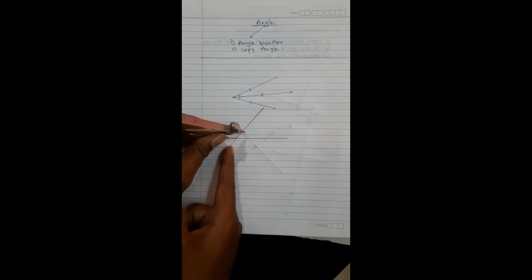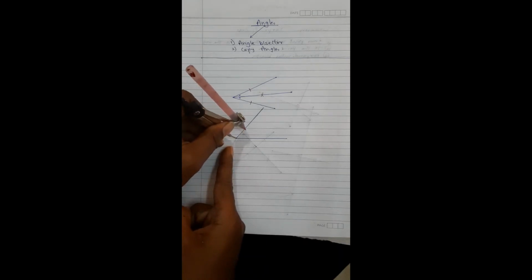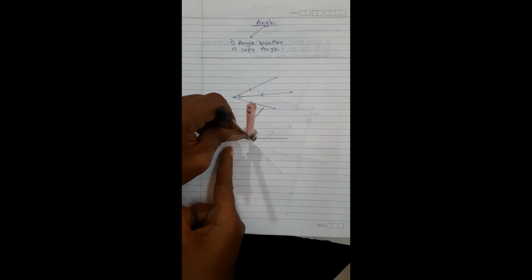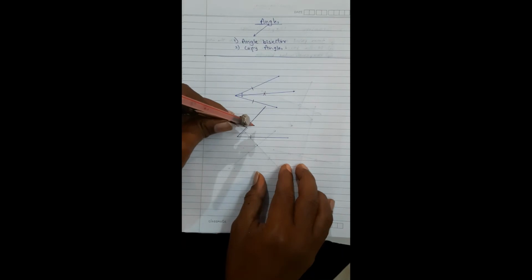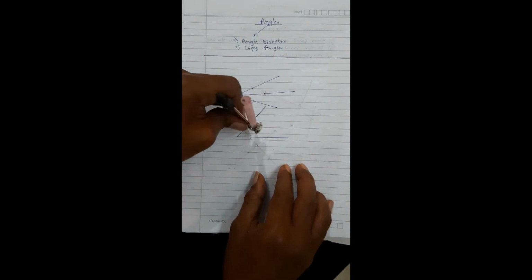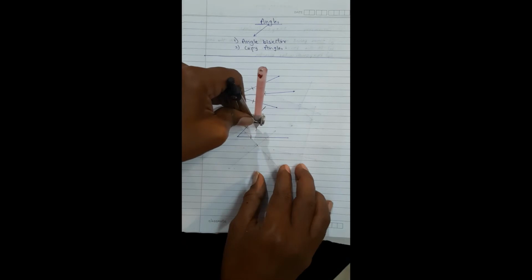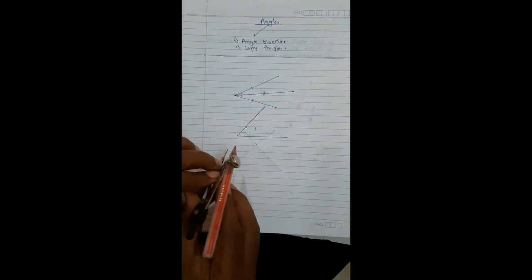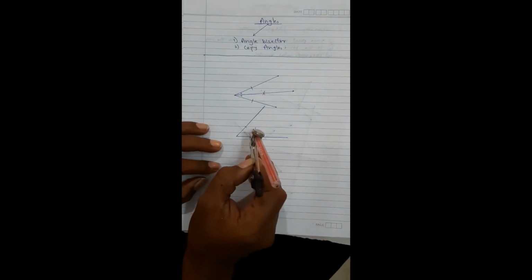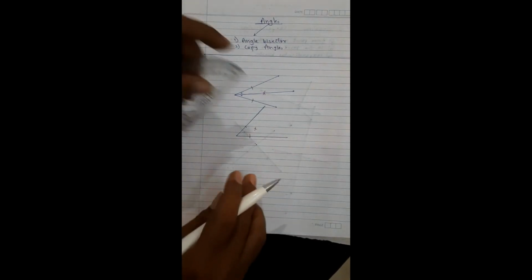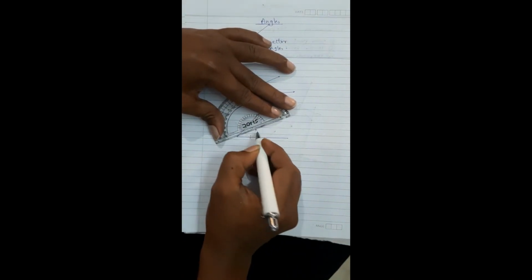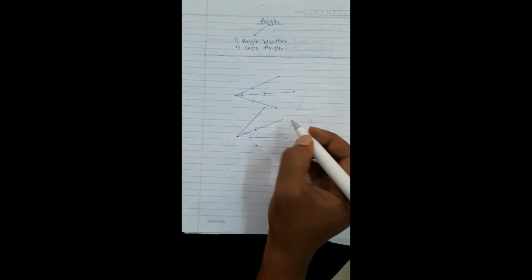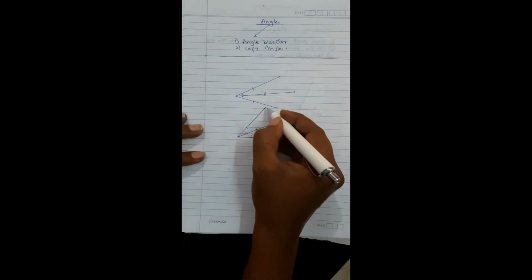First I will keep the divider on the vertex, make one arc on one arm, other arc on other arm, without changing the compass. Now I can change the compass, and then I will keep the divider on one arm, make an arc in the middle of the angle. Now keep the divider on the other arc without changing the compass and intersect the arcs. Connect this vertex to the intersecting point. This is your angle bisector.